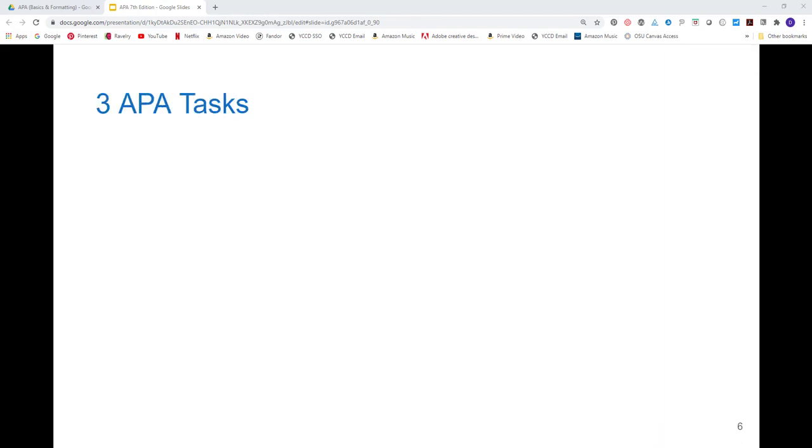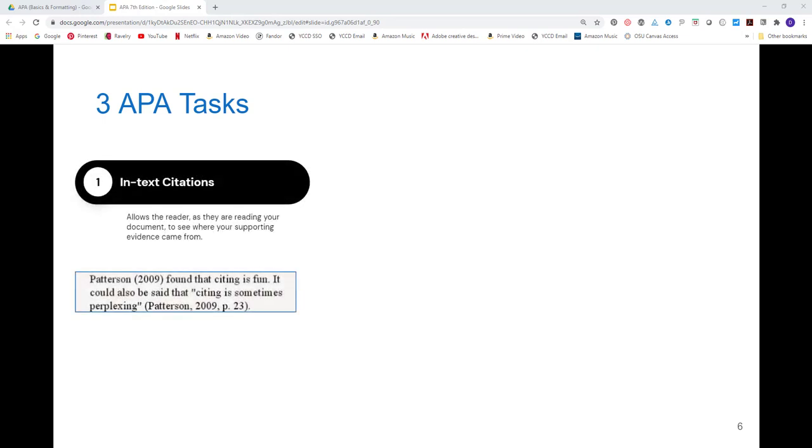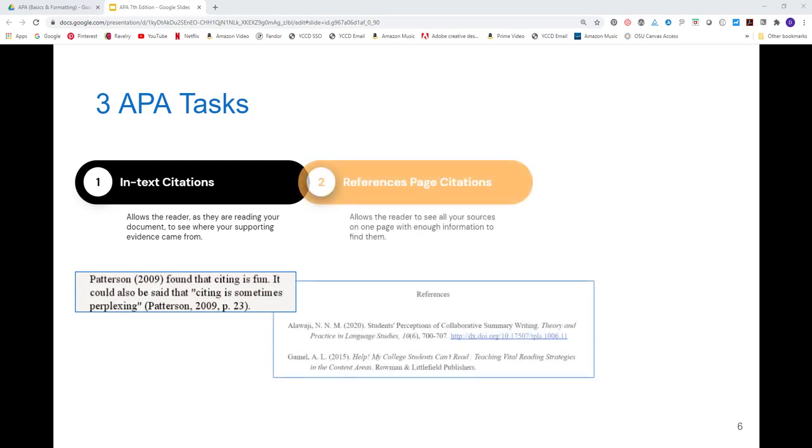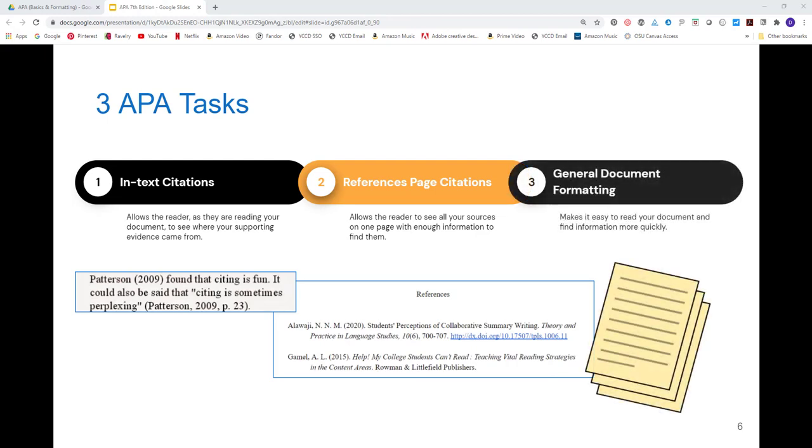The 3 tasks you need to do when creating a project using APA style include creating in-text citations. In-text citations allow a reader to identify the evidence or sources you use while reading your document. Including a reference page of all the sources you use provides additional information about your sources that are not included in the in-text citations. You will also need to format your document according to the style.